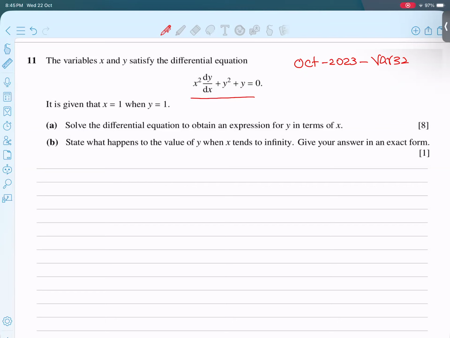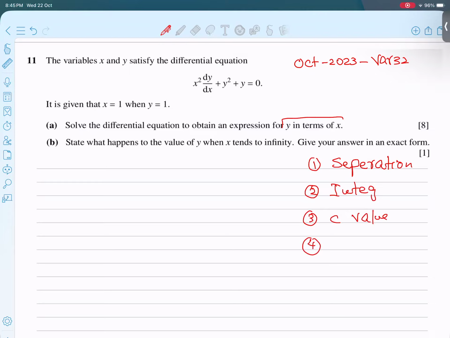First of all, as you know very well, step number one is separation of variables. Number two, we go for integration. Number three, we find the C value. And finally, we make y the subject, so y in terms of x. So I think it's a very clear approach. Every question has the same planning.